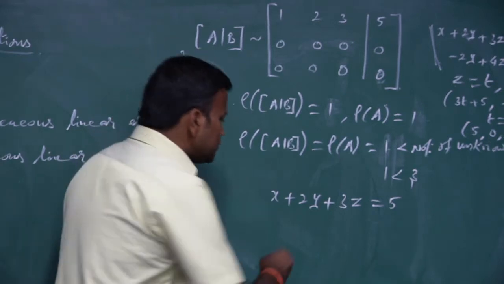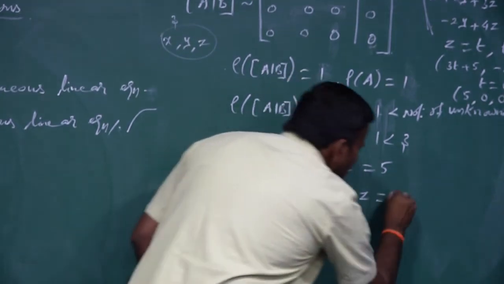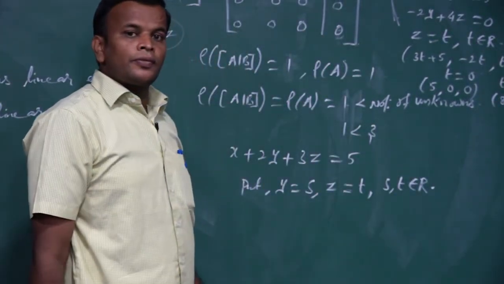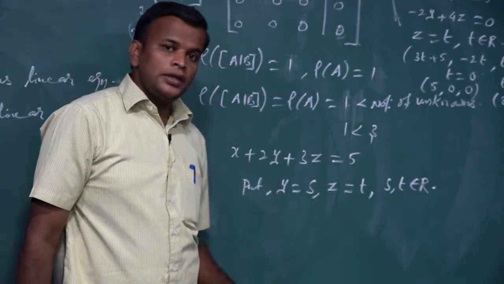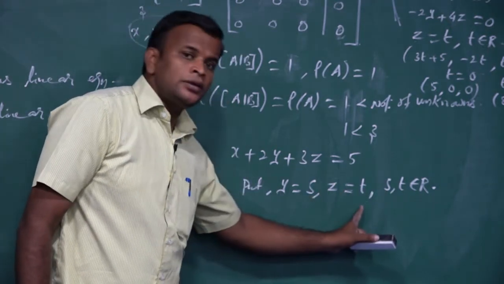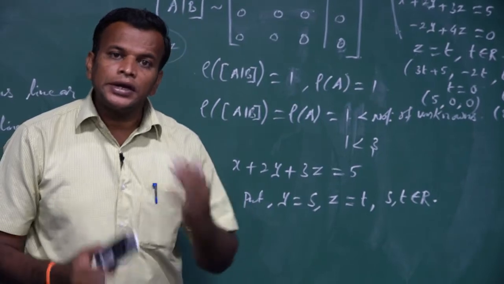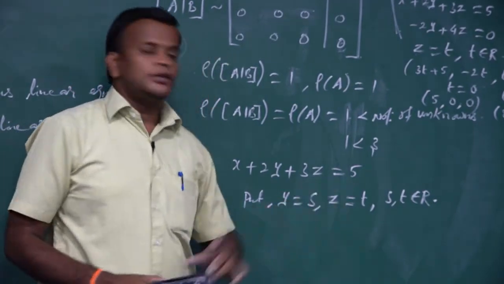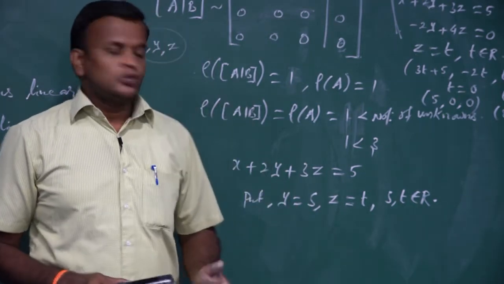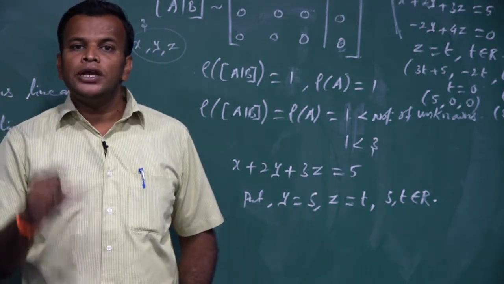So generally we will take y is equal to s and z is equal to t, where s and t are real numbers. So we treat these 2 variables as constants. Then substituting here, we get the value of x, which is also in terms of s and t. So we put different values of s and t, and we get different solutions. So in this case also the system is consistent and the system has infinitely many solutions.